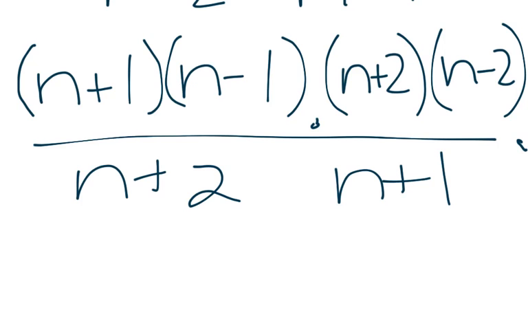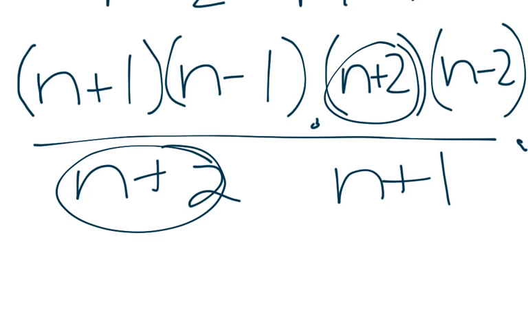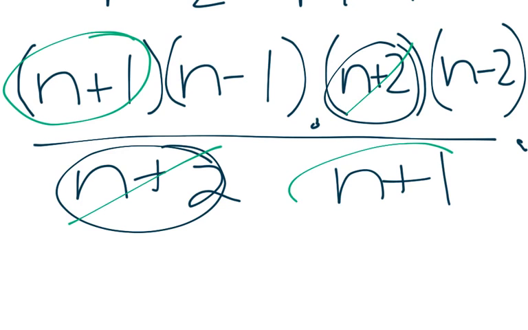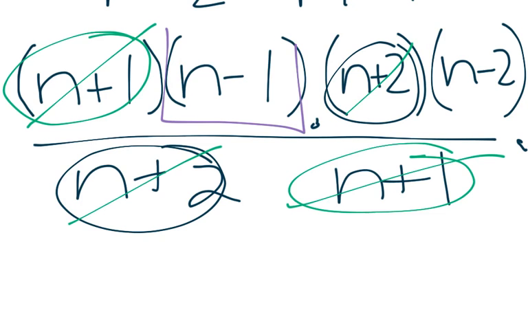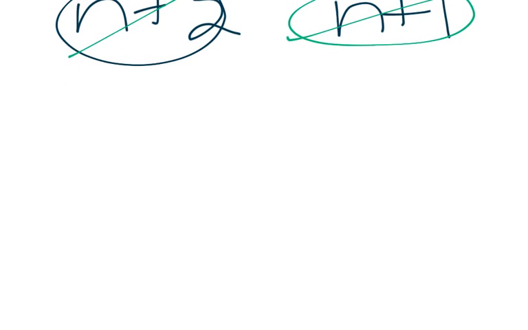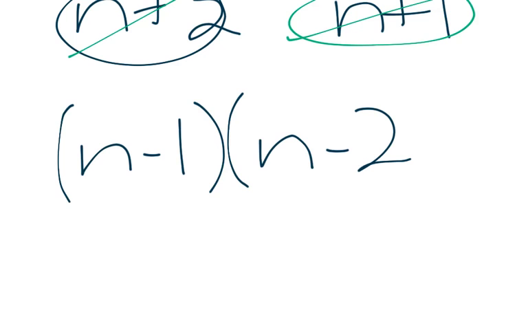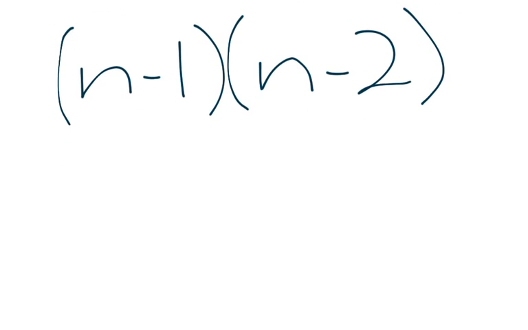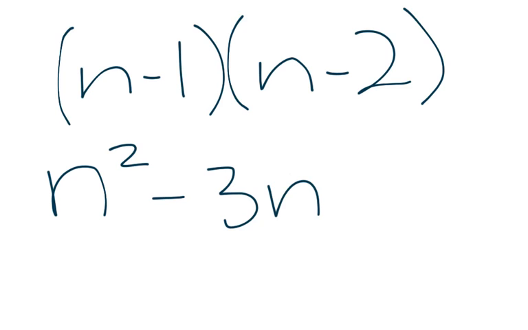So now, since we have this n plus 2 and this n plus 2, we can cancel this out. We have this n plus 1 and this n plus 1, and we can cancel these out. So what we're left with is n minus 1 times n minus 2. And we can either leave it in factored form or FOIL and simplify it. So that would be n squared minus 3n plus 2.